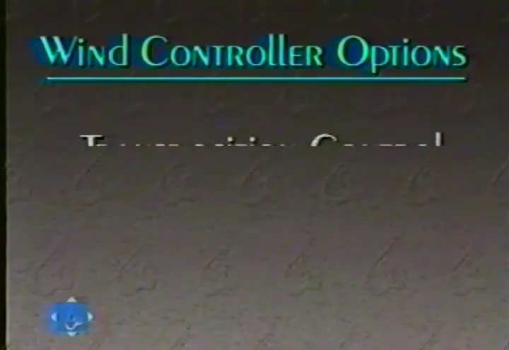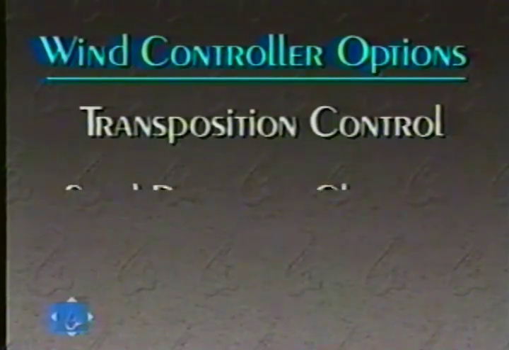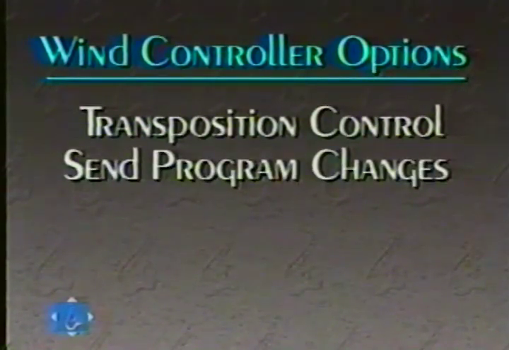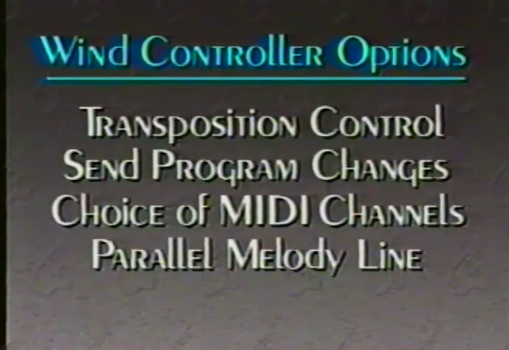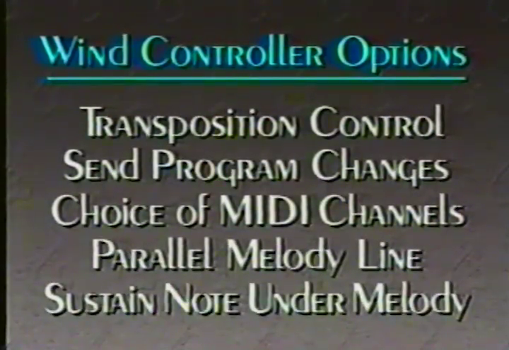Useful wind controller options include control over transposition, the capability to send program change messages, and choosing which of the 16 MIDI channels you want to transmit over. Some wind controllers can automatically add a second melody line in parallel with the one you play, or sustain one note while you play others.